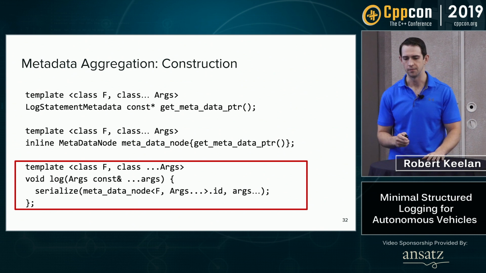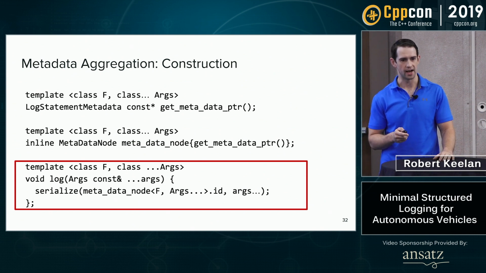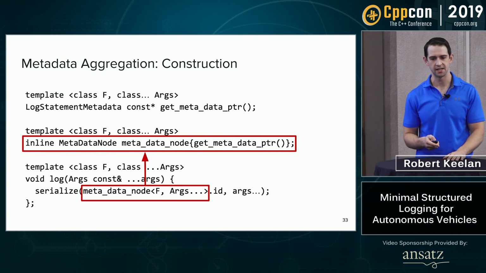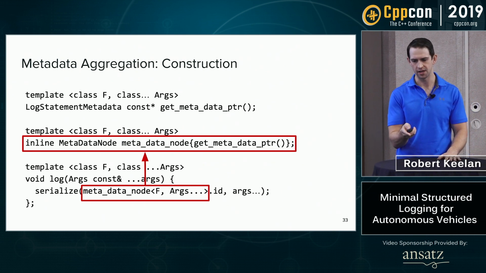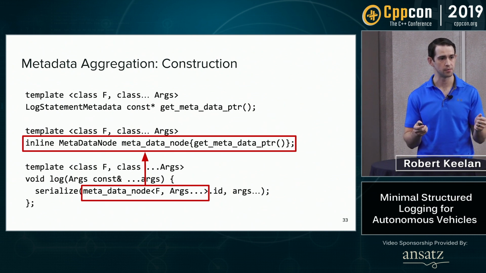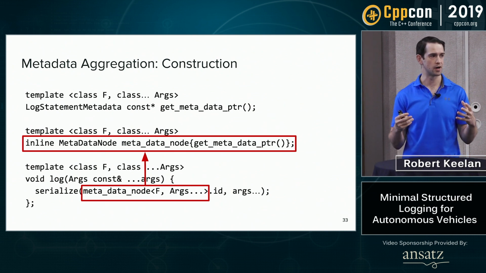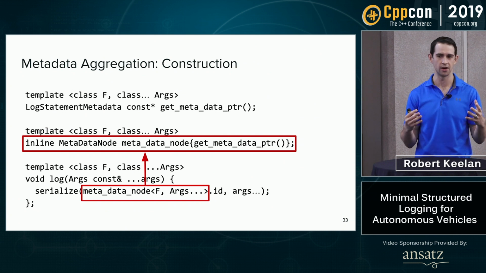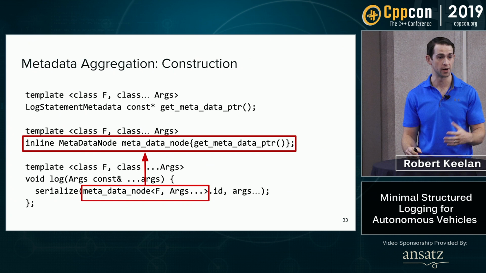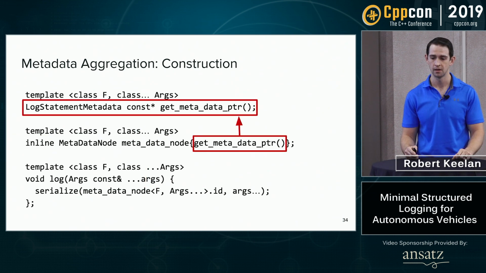So now let's look at the internals of our actual log function. First we construct one of those metadata nodes, and that metadata node variable is a variable at namespace scope, right? So this variable is going to get constructed when the program starts up. That's how we guarantee we're generating that static linked list on program startup before main hits.